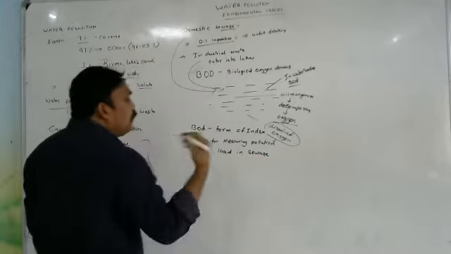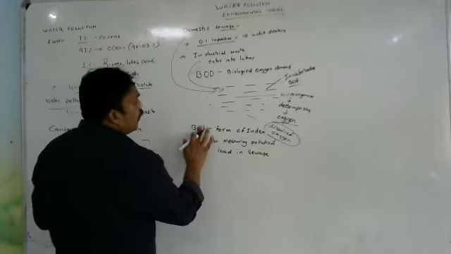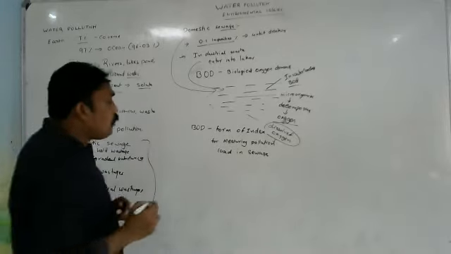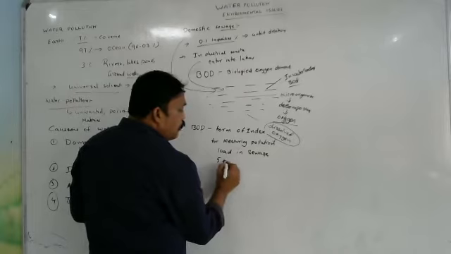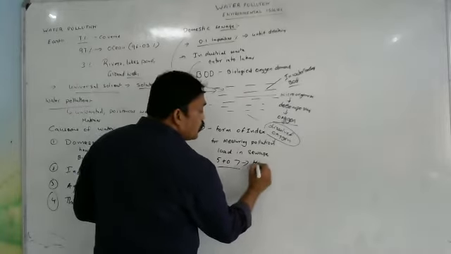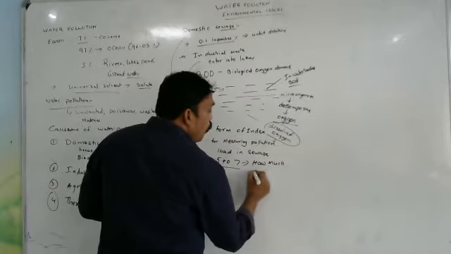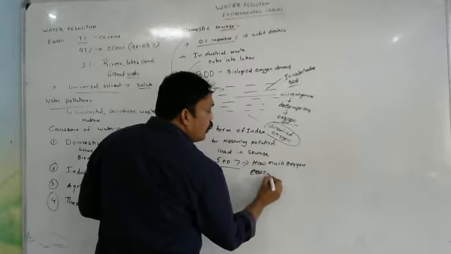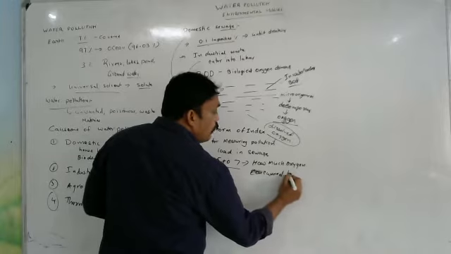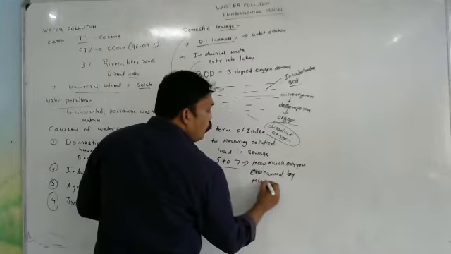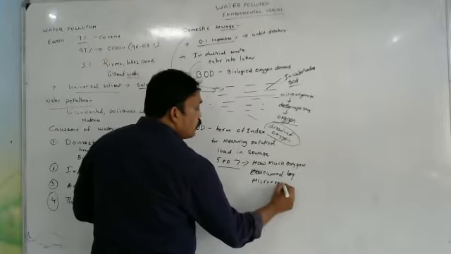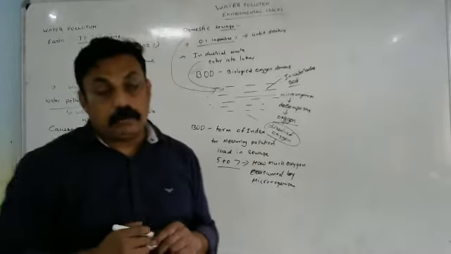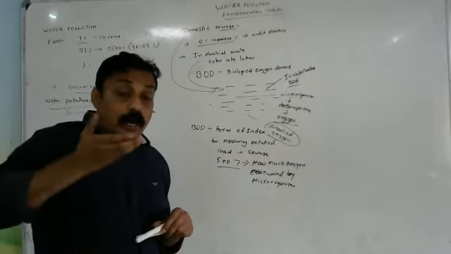So how do they measure BOD? Biological oxygen demand, you can write it in capital letters only. That means they observe how much oxygen is consumed by microorganisms within 5 to 7 days, and how the oxygen levels decrease in that water. That is what they measure for BOD, biological oxygen demand.